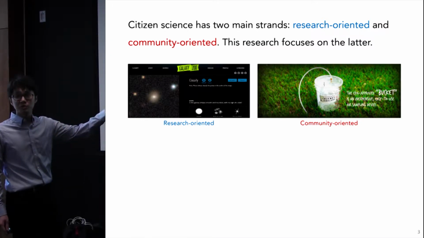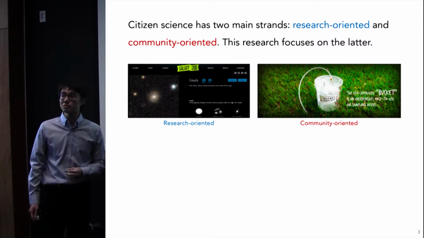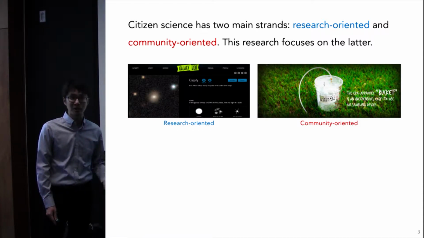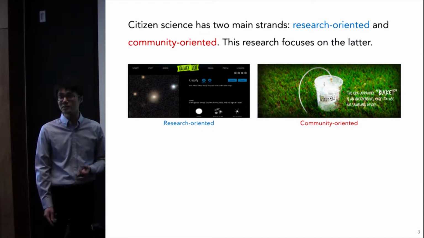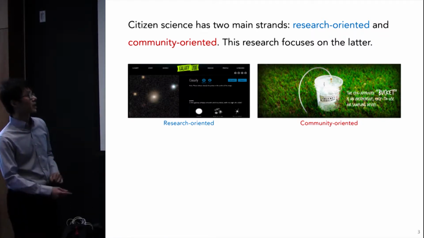This type of project is really different from the research-oriented one because now the research question is defined by citizens. And we are asking the question right now about how professional scientists can help citizens. So you can see these two approaches are really different.